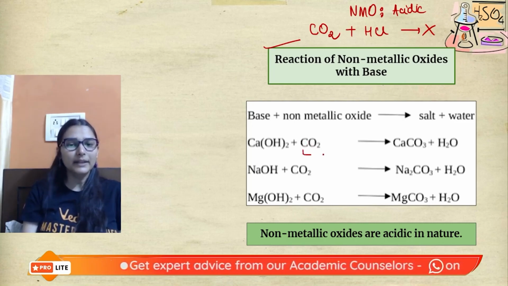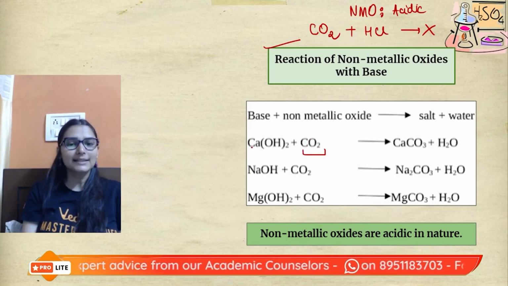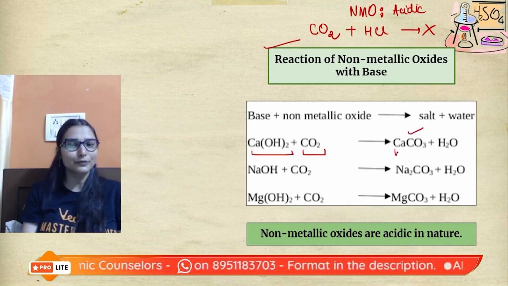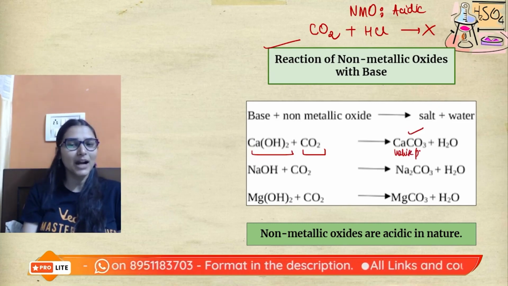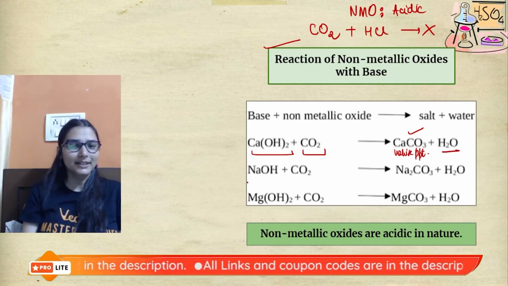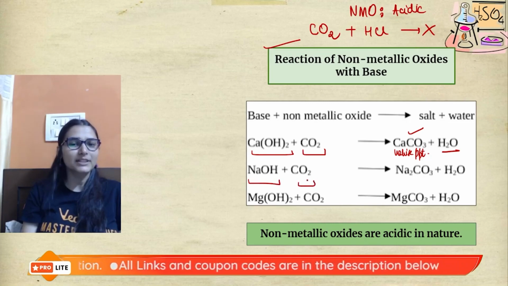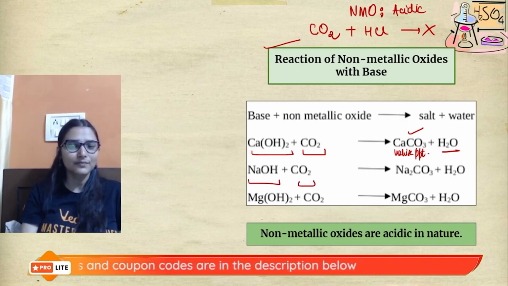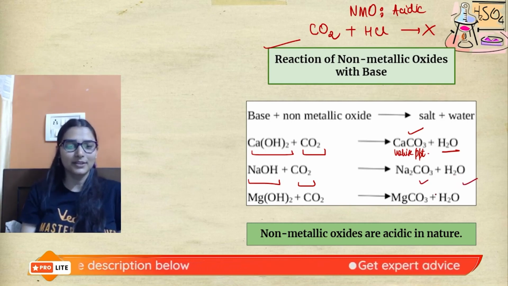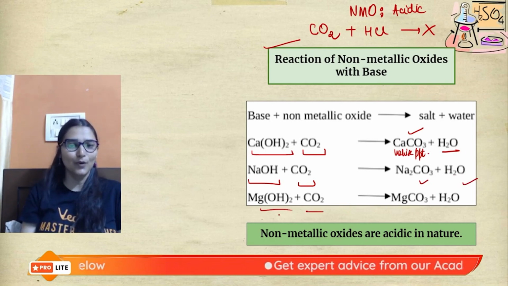We have a non-metal oxide CO2. We pass it through lime water. तो आपको क्या मिल रहा था? Salt, the white precipitate of calcium carbonate you got, and water. Similarly, sodium hydroxide, carbon dioxide के साथ react करा दो. You would be getting sodium carbonate and water, and so on.